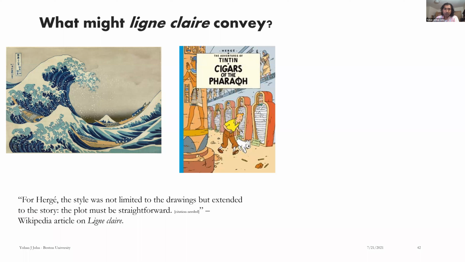So to jump to the other extreme, have you guys heard of ligne claire? It means clear line, and it's how Tintin comics are drawn. Very clear, sharp boundaries are drawn. There's hardly any shading, no shadows really. It's partly inspired by Japanese art. And for Hergé, the creator of this style, it extended. It wasn't just about sharpness in the visual domain. There was a kind of sharpness in the plot also.